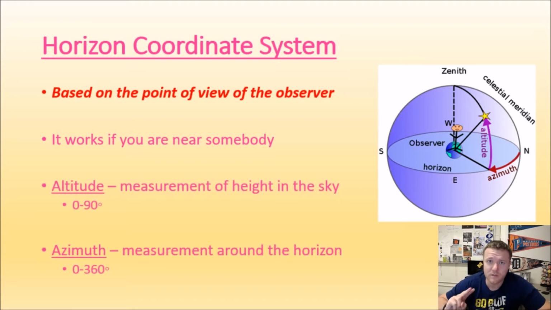It uses two of our vocab words, altitude and azimuth. You should have those written down, but if you don't, altitude is the measurement of height in the sky from 0 to 90 degrees, and azimuth is the measurement around the horizon from 0 to 360 degrees.